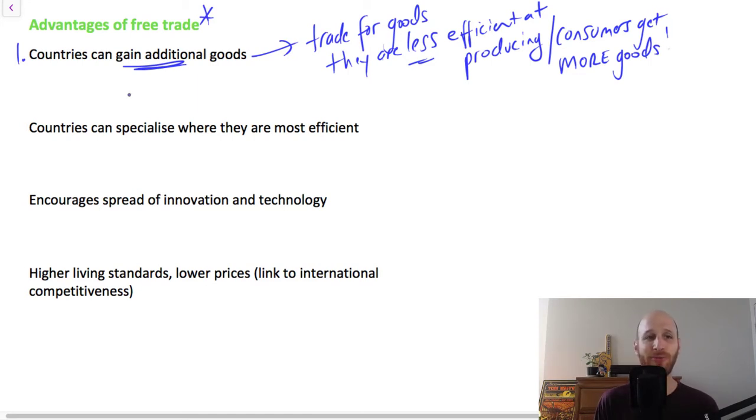The second advantage of free trade is that countries can specialize, so they produce those goods where they are most efficient. This means that they are giving up less of other goods. So if you're only producing the goods that you are the best at, then you're going to waste fewer resources and you're going to use the limited resources you have much better.